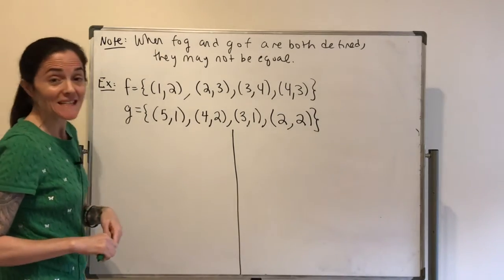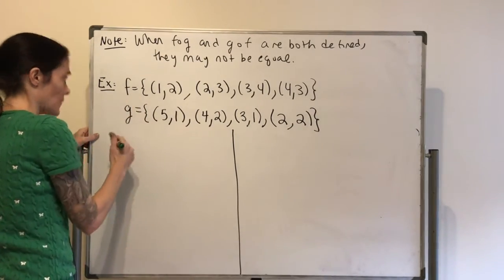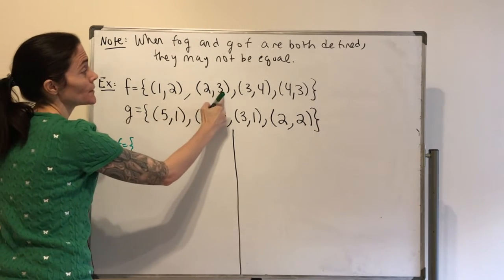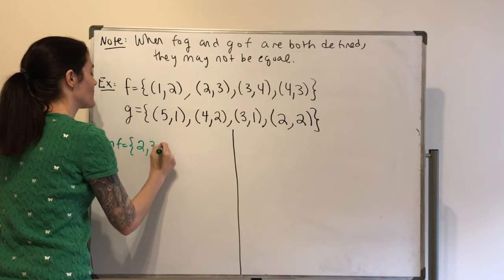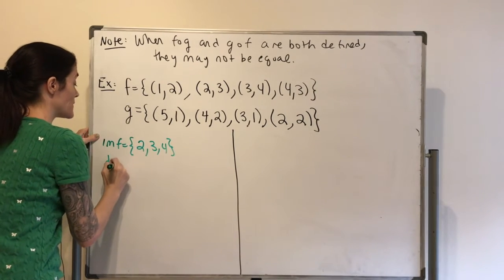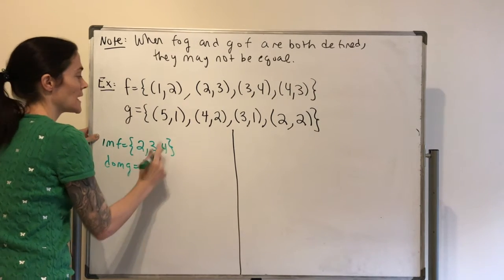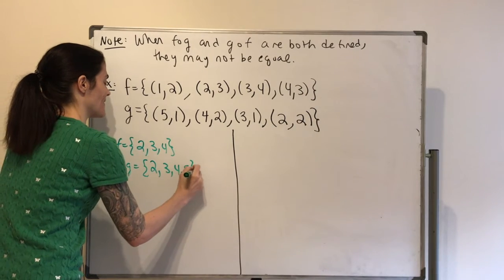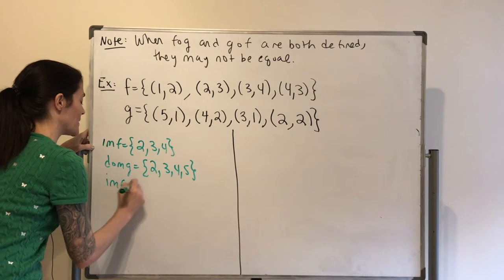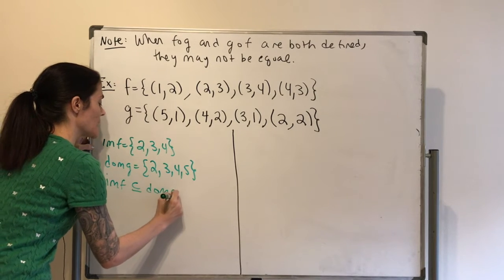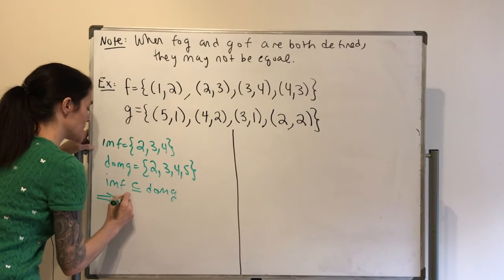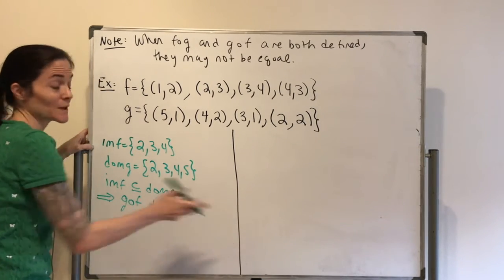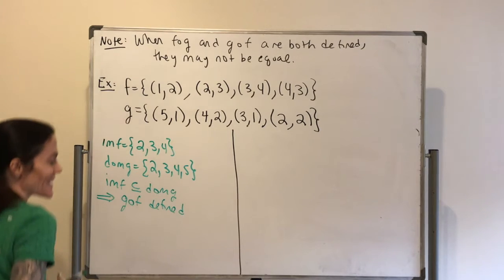But how would we know it's defined? What's the image of F? The image of F is {2, 3, 4}. And the domain of G is {2, 3, 4, 5}. Okay, image of F is contained in the domain of G. And so this means that if you take G compose F, this is defined. Then we'll talk about the other direction.